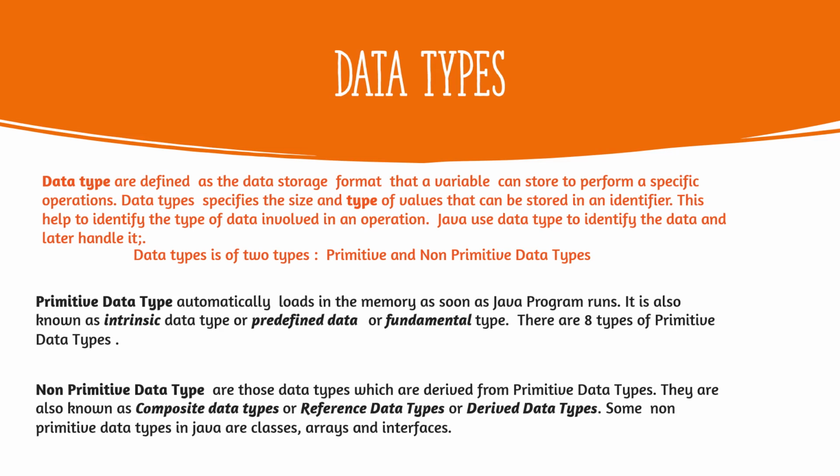Non-primitive data types are those data types which are derived from the primitive data types. They are not defined themselves; by using the primitive data types, we are declaring them. They are also known as composite data types or reference data types. Some non-primitive data types are classes, arrays, and interfaces.